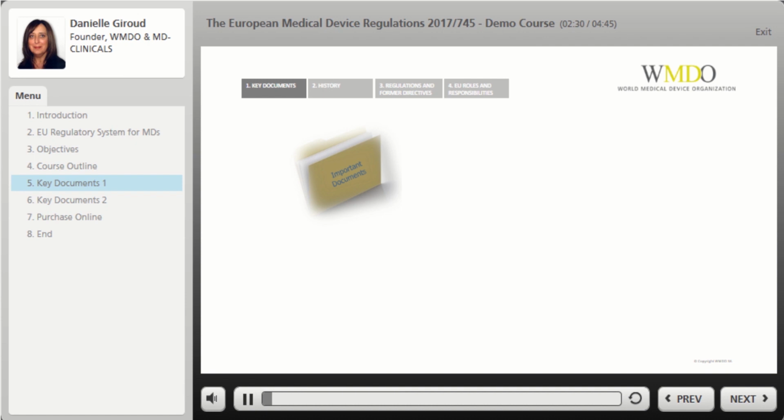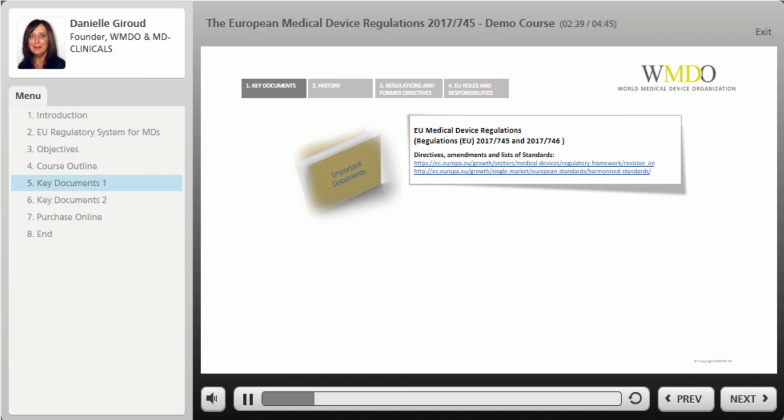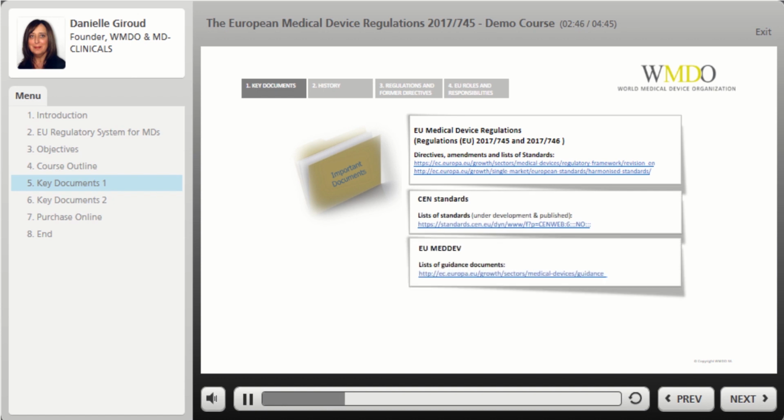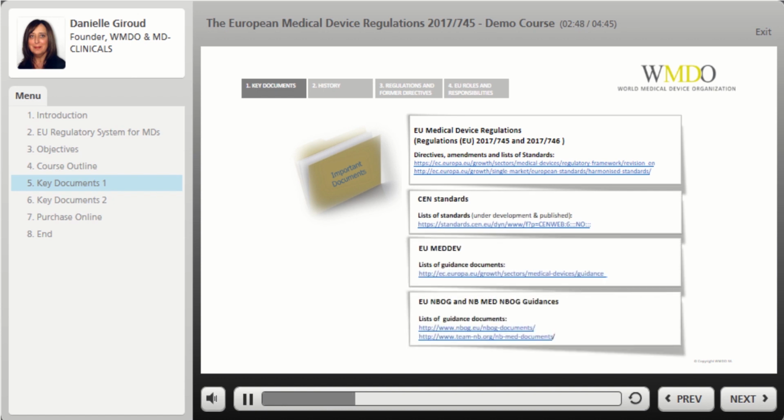Here are the more important documents that you will need to take into consideration before marketing your products in the European Union. Along with regulations, there are other sources of guidance still available on the Europa website, such as European or EN standards, MEDDEV guidance documents, NBOG or Notified Body Operations Group guidance documents, and older NB-MED recommendations. The guidances were necessary to bring consistency in the interpretation of the former directives, which were sometimes vague.